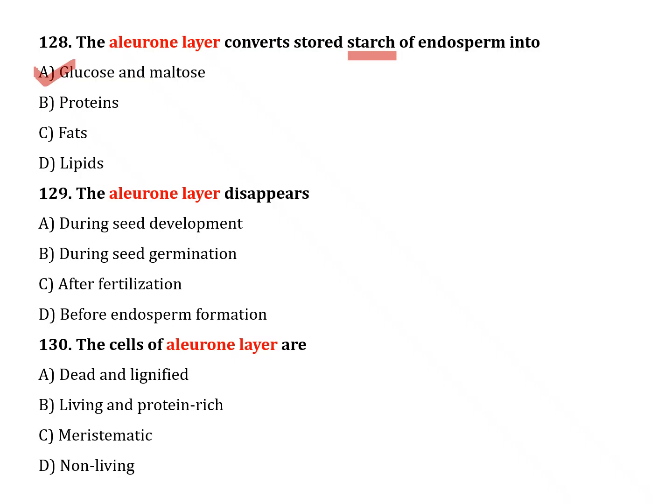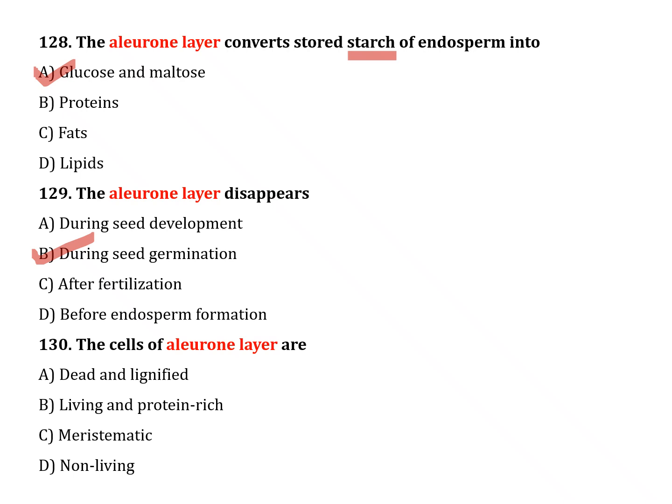The next question, number 129. The aleurone layer disappears option A during seed development, option B during seed germination, option C after fertilization, option D before endosperm formation. Correct answer is option B during seed germination.